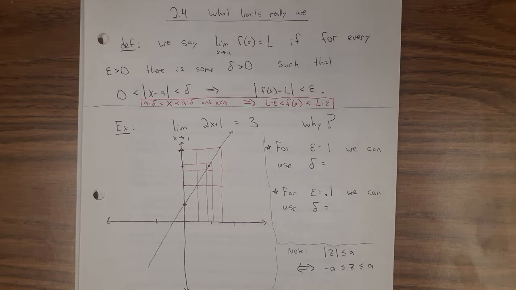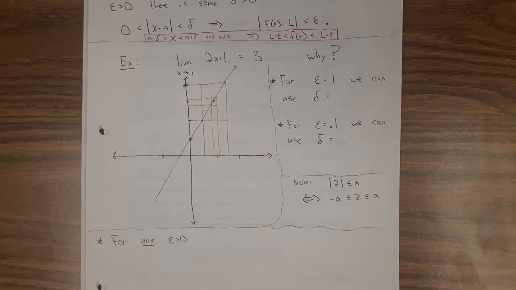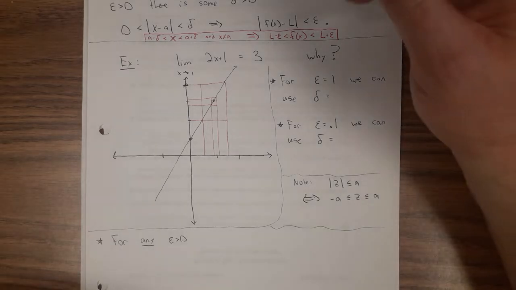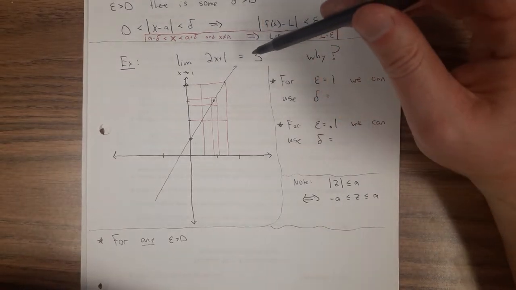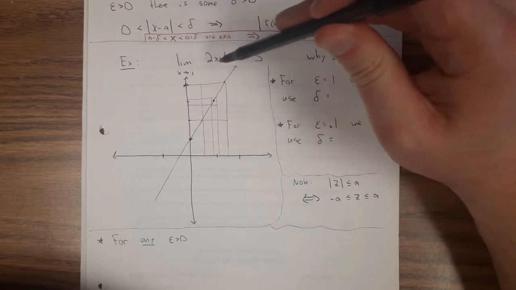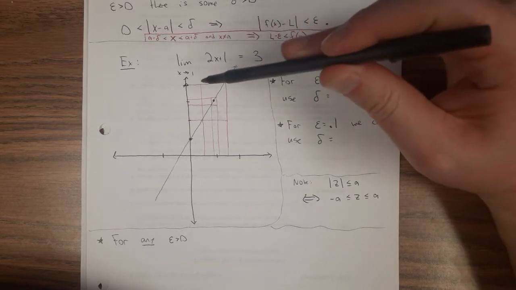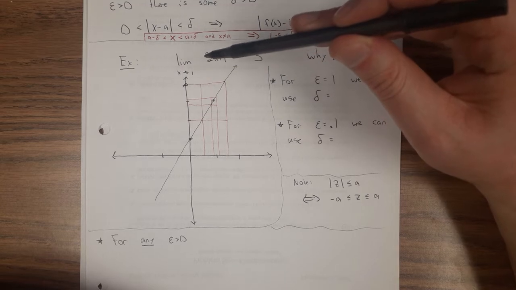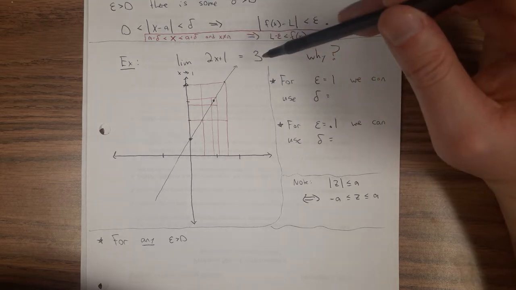So what does this mean in practice? Let's talk about a simple example. So here's a limit, and probably this is believable to you. The limit as x approaches 1 of 2x plus 1 equals 3.